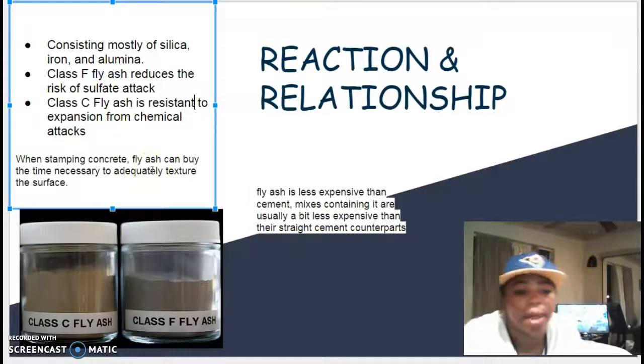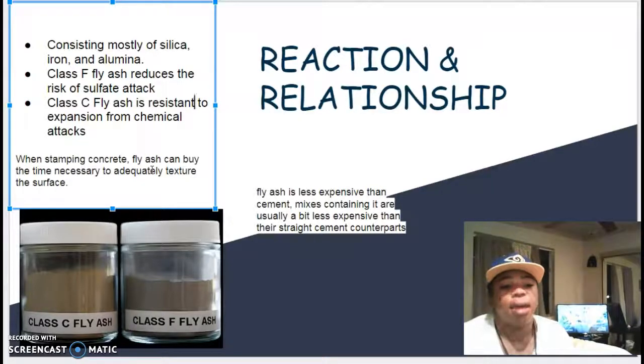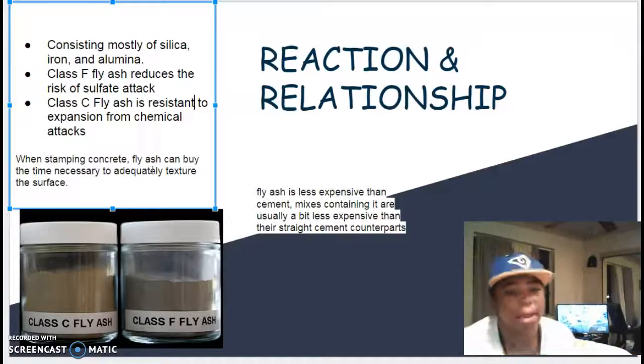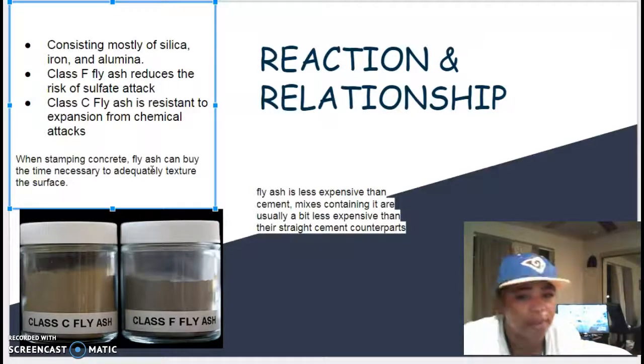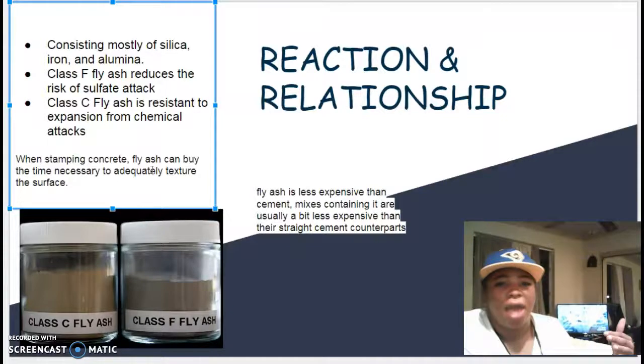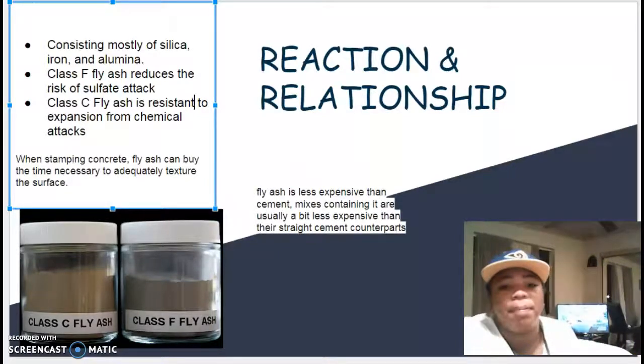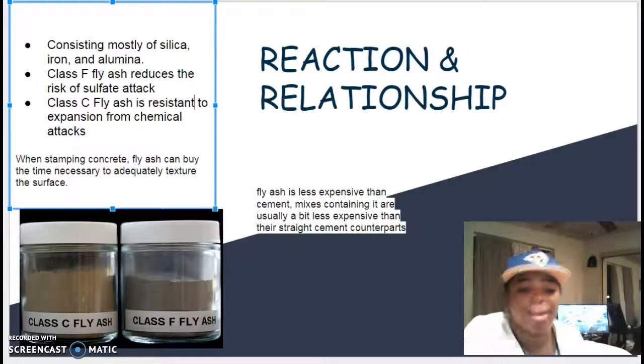In a nutshell, when stamping concrete, fly ash can buy the time necessary to adequately texture the surface. Its drying time gives us time to level out and smooth out the surface. The more time we have to do things, the better accuracy we have, in my opinion. So there's no rush. We get to do it right, and let's do it right and tight the first time. Fly ash is also better for the client because it's less expensive than cement, and it's just as strong. The mixes that contain it are usually a bit less expensive than the straight cement counterparts.